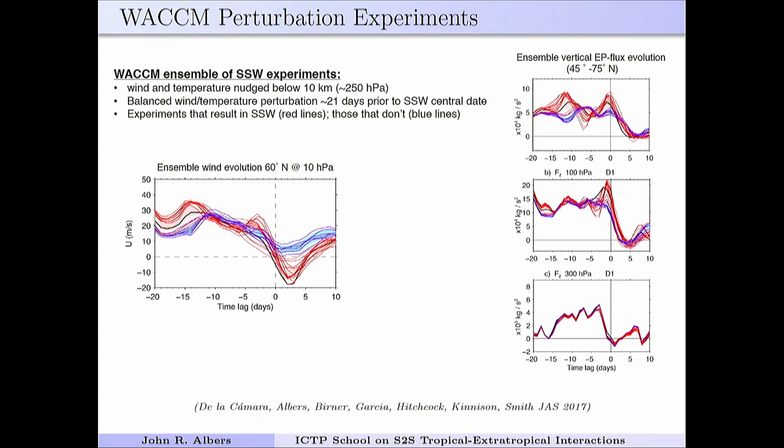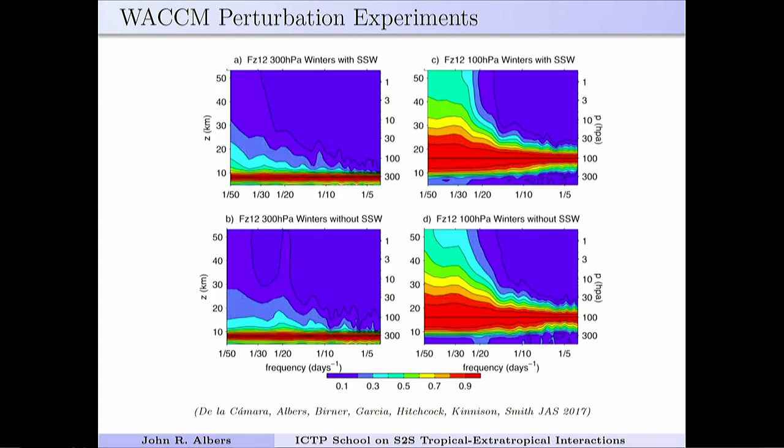Essentially, what you're seeing here is that despite the fact that what's coming in from the troposphere at 300 hectopascals is identical, all you've got to do is bump the stratosphere, and you can get a very different set of occurrences. And that tells you that the nonlinear dynamics in the stratosphere and the basic state are important. It's not necessarily the injection from below.